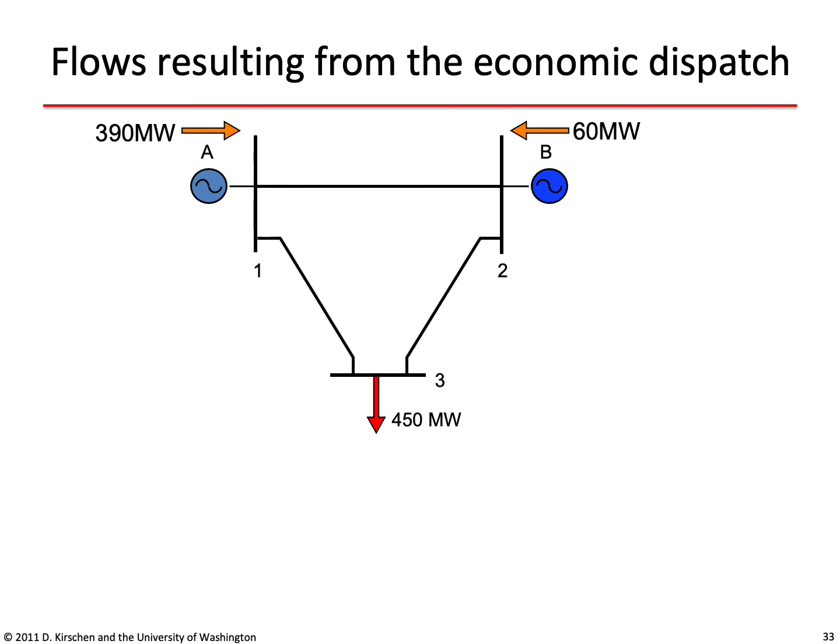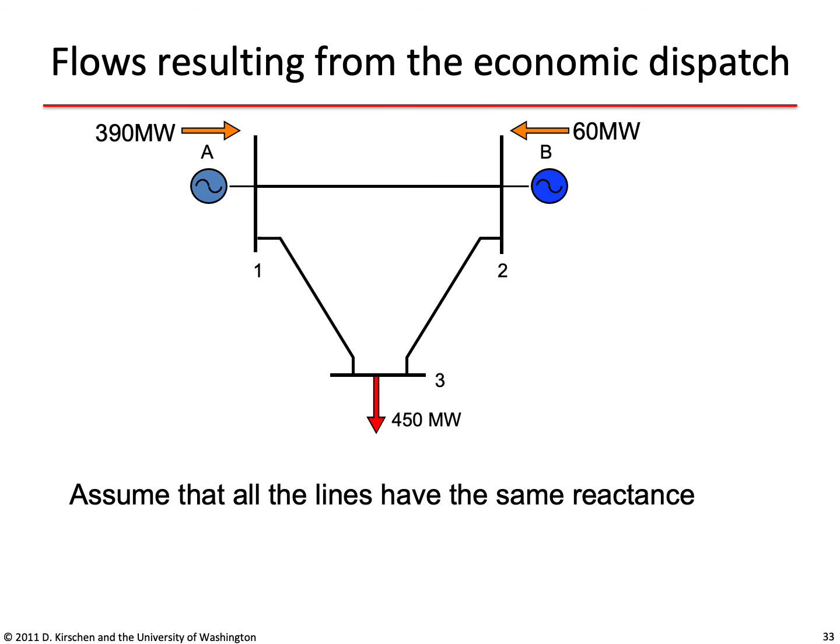We need to consider what these injections will cause in the network. And the first thing that we need to know is the reactance of the branches. And to keep things simple, we will assume that all 3 lines in this small system have the same reactance. We also need to consider the maximum flows that are allowed in these branches, and I will assume that lines 1 to 2 and 2 to 3 have a maximum flow limit of 200 megawatts, while line 1-3 has a limit of 260 megawatts. And the question that we have to answer is, do these injections result in acceptable flows?